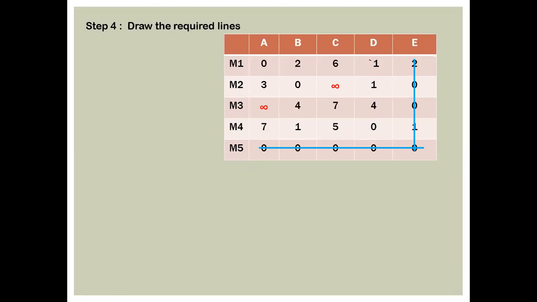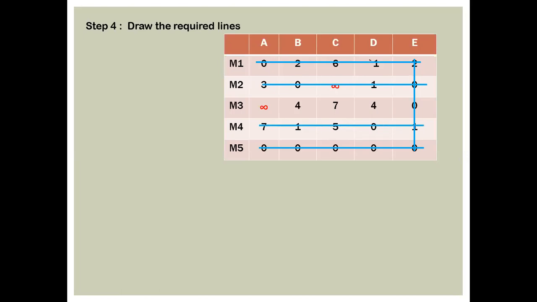So you have to go alternate. Row, column, rows, column. Now in row M1, there's a 0. In row M2, there is a 0. In row M4, there's a 0. So all the 3 rows are having a single 0. That means there's a tie. So we'll be drawing lines on M1, M2, and M4.